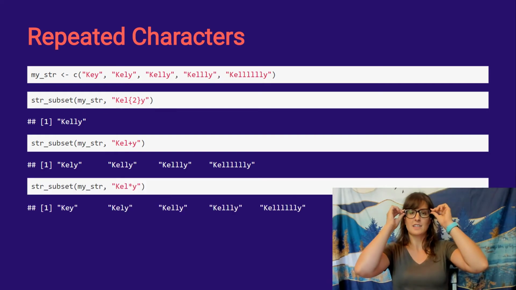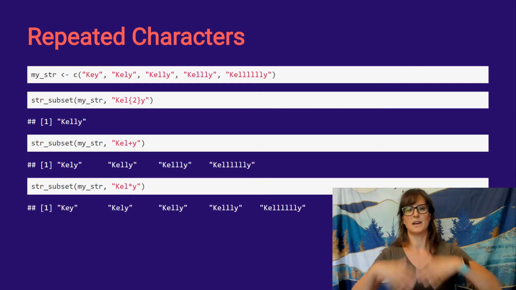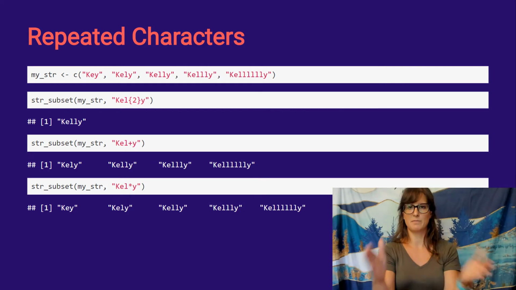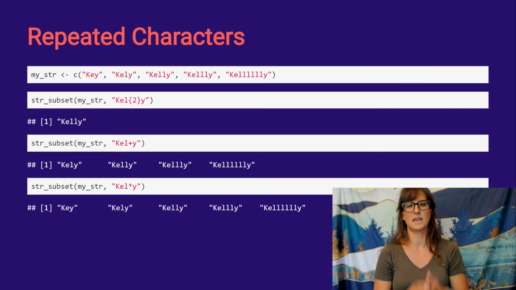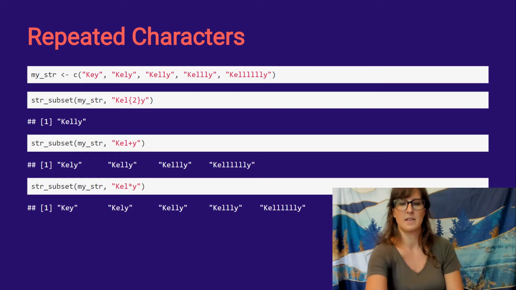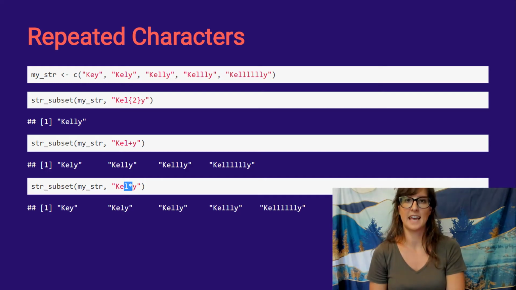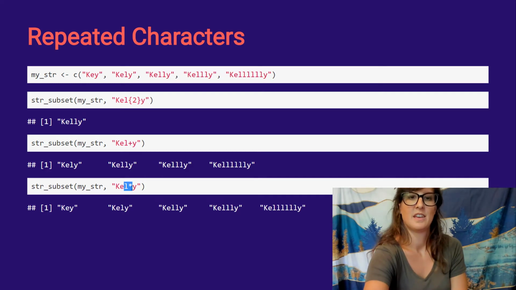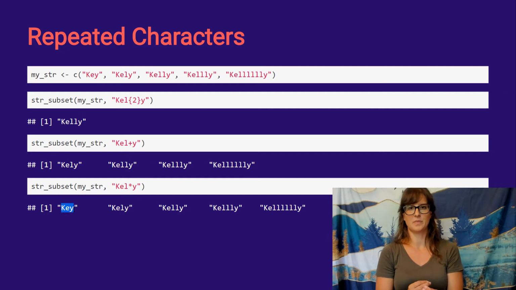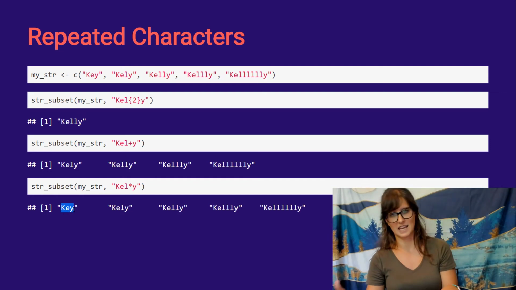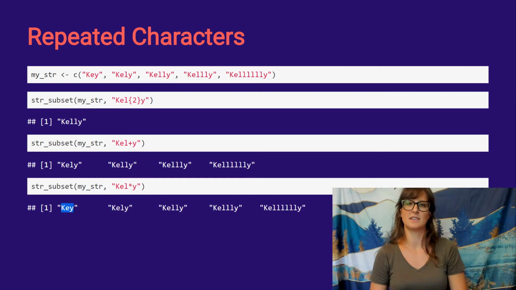Or we could say that L is optional. I don't mind if you have lots of them. I don't mind if you have none of them. And now we've matched every element in that vector. We get key because it indeed has a K. I'll highlight that. It indeed has an E. It indeed has 0 to infinity L's, in this case 0. And it indeed has a Y. So we actually do match key here because I made that L optional. And we still match Kelly because I said many, many L's is just fine.